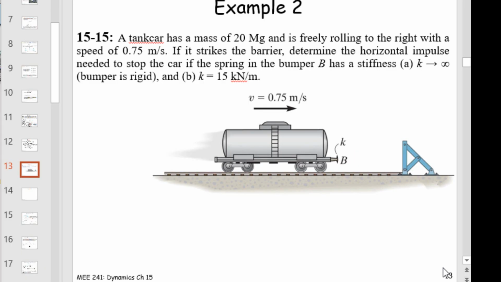Welcome back, guys. In this video we're going to solve two short problems, one about the linear impulse momentum and the second one about the impact of a system of particles.